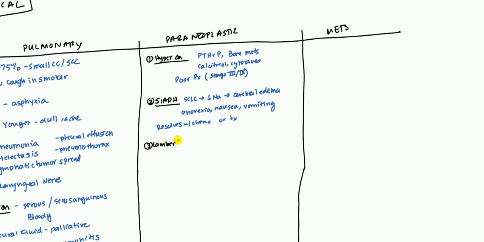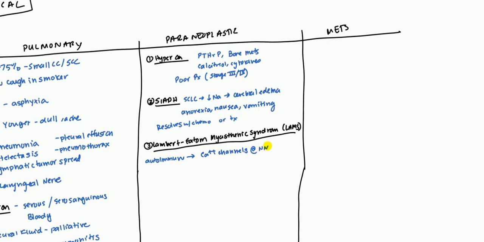The next is going to be a syndrome called Lambert-Eaton myasthenic syndrome. Mnemonic is LEMS. And so this is an autoimmune condition where you have autoantibodies against calcium channels that are located at the neuromuscular junction. So these will affect the proximal muscles, so you'll get proximal muscle weakness. And so whenever you have proximal muscle weakness, one of the first symptoms that you'll have is difficulty rising out of chairs and going upstairs.